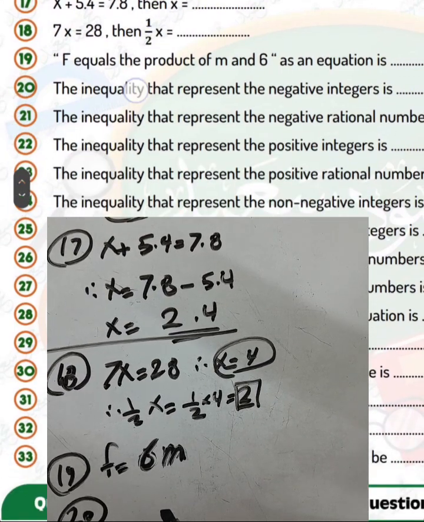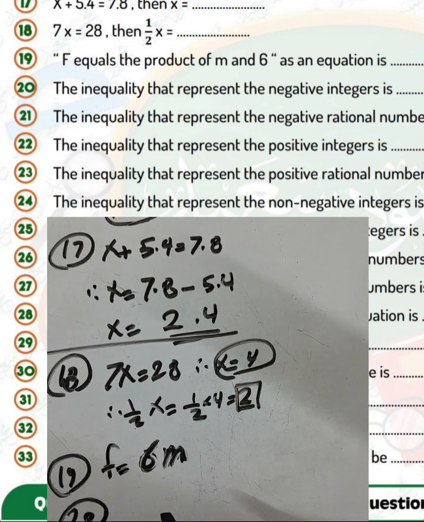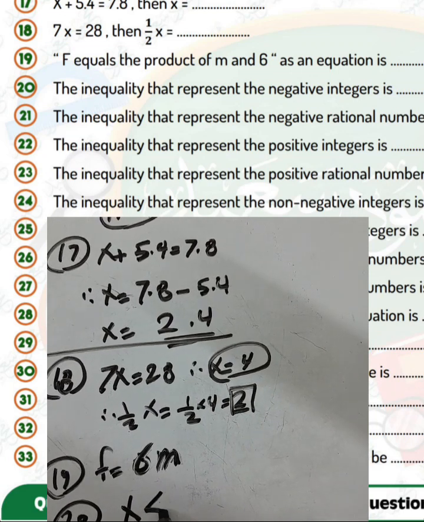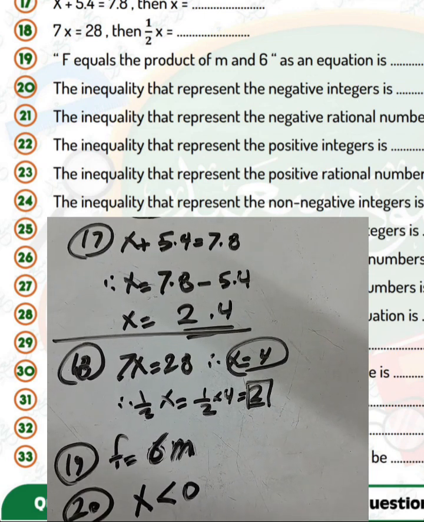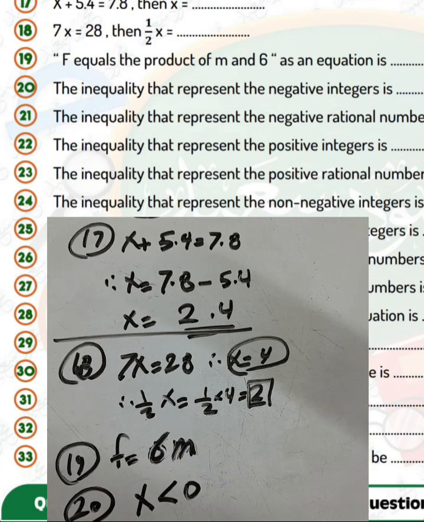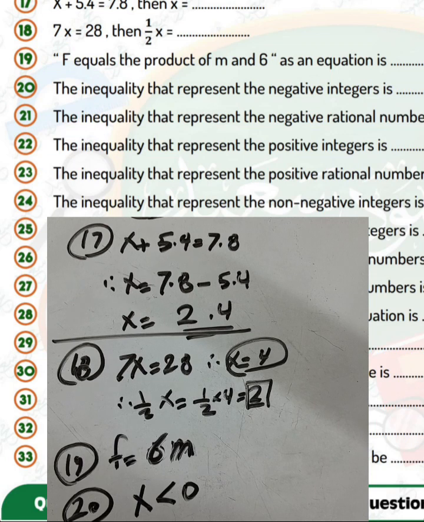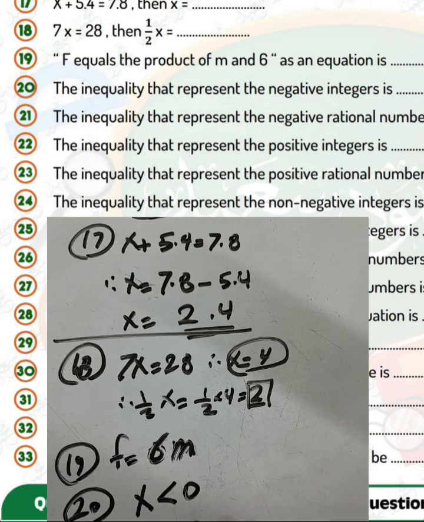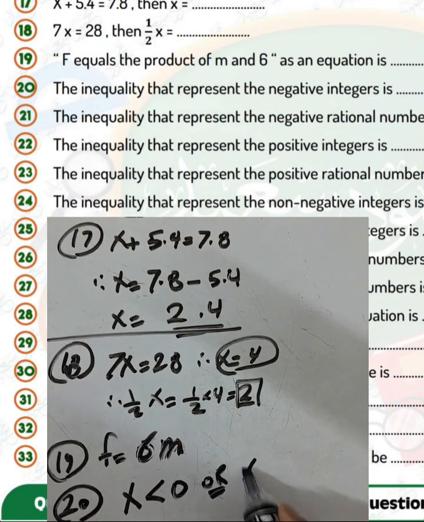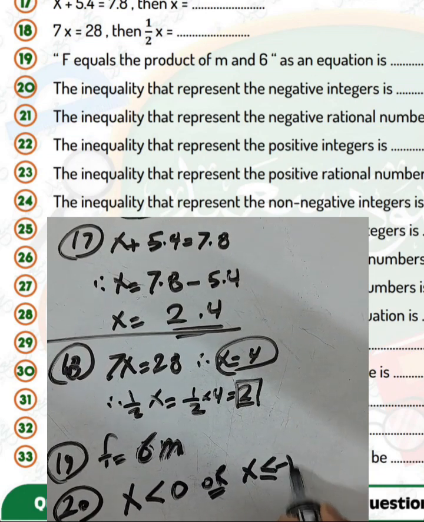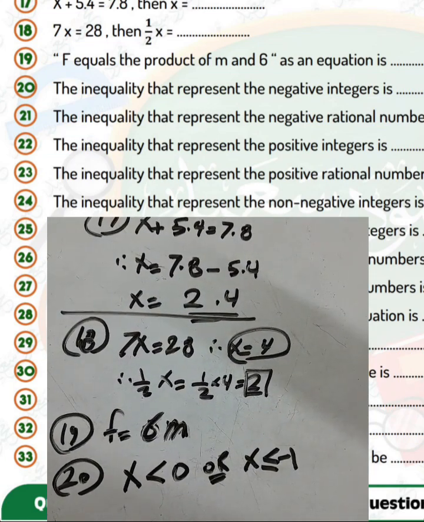The inequality that represents the negative integer, we called it what? That represents negative integer, it will be x less than 0. This inequality refers to what? Refers to or represents a negative integer. The inequality that represents the negative integer is x less than 0, or we have here x less than or equal to -1. You can write x less than 0 or x less than or equal to -1.